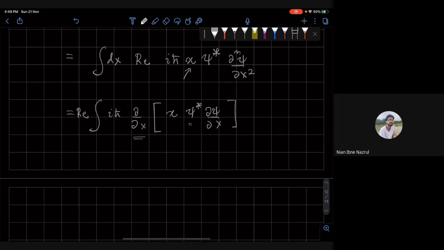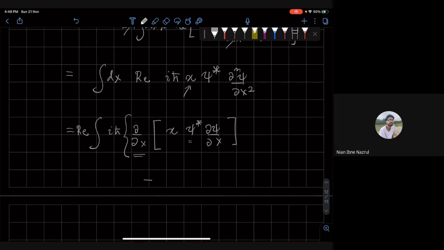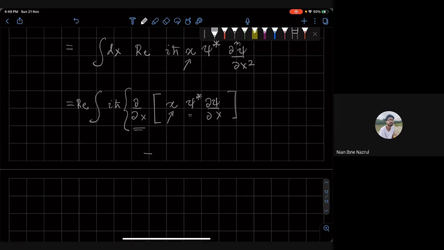And then this thing will be applied on this guy, and when it is acting on this guy, the x will vanish and we'll be left with psi star del psi by del x. And then this guy will act on this guy. Well, okay, that we have already taken care of, right? So it'll act on this guy. So we have minus del psi star, and there'll be an x here, del x, del psi, del x.